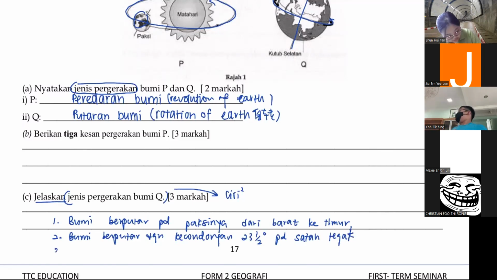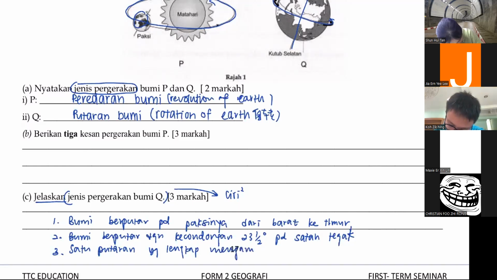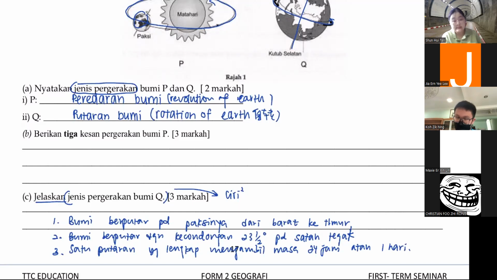And then, like your friend said, it takes what? One day, right? So you can say it, satu putaran yang lengkap mengambil masa 24 jam atau 1 hari. All right, 3 marks.